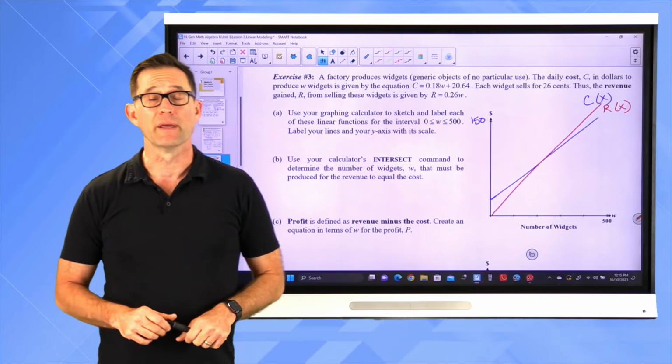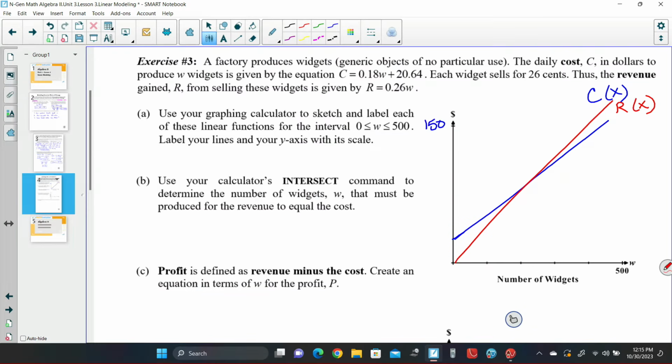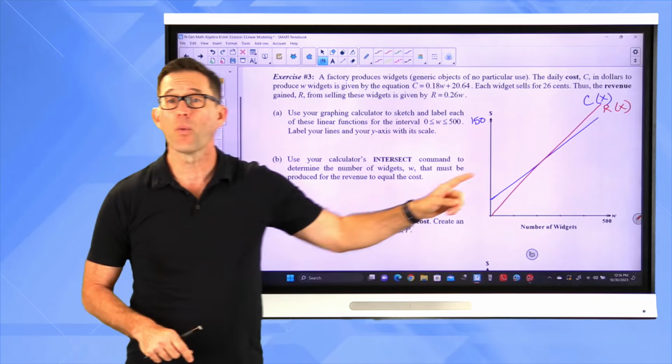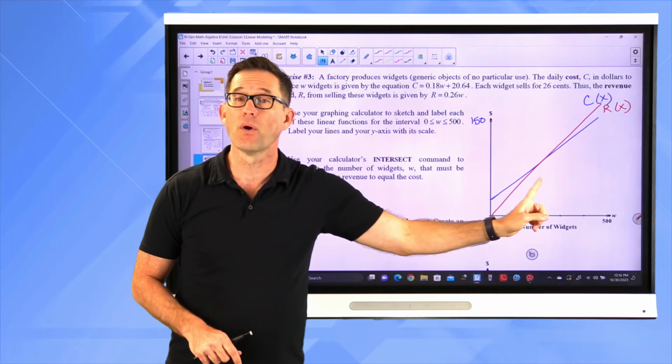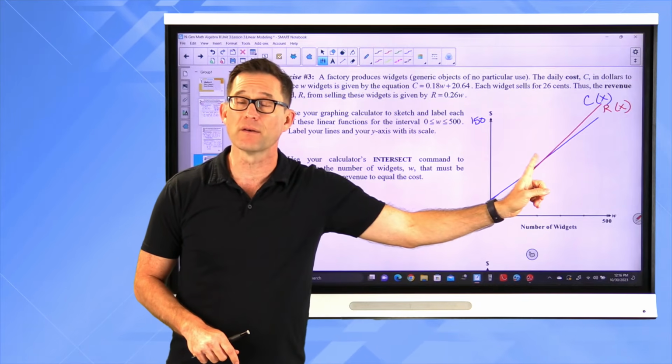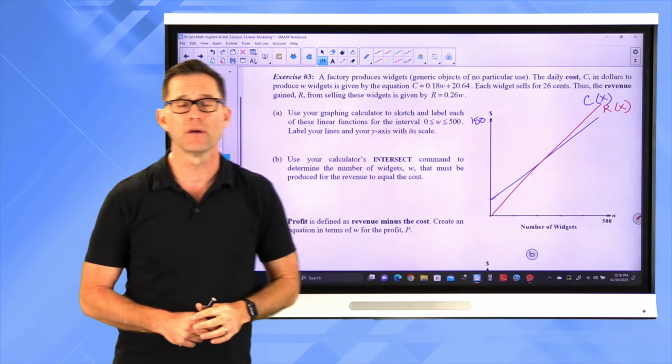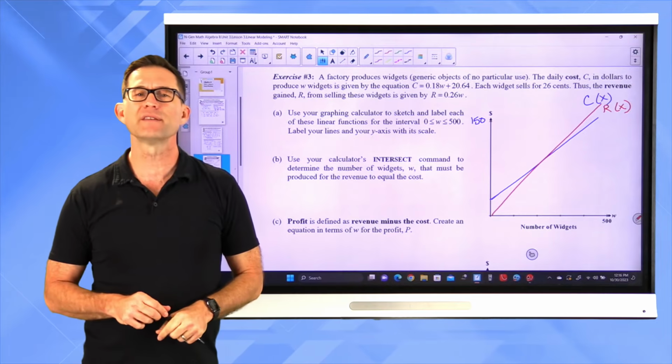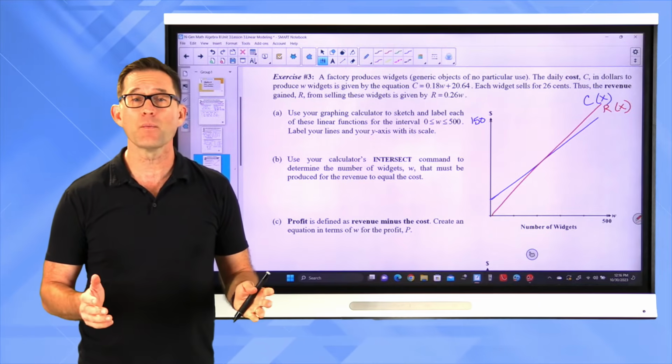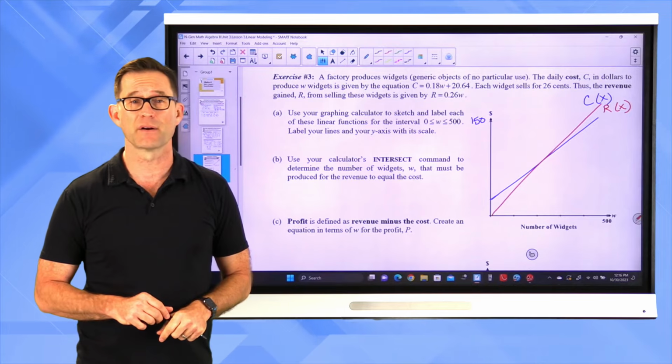Let's take a look at letter B. Use your calculator's intersect command to determine the number of widgets W that must be produced for the revenue to equal the cost, right? So I want to know where the revenue and the cost are equal, so I'm going to use the intersect command to find that location. Pause the video now and see if you can remember how to do that, and then we'll go through that on our TI Inspire.